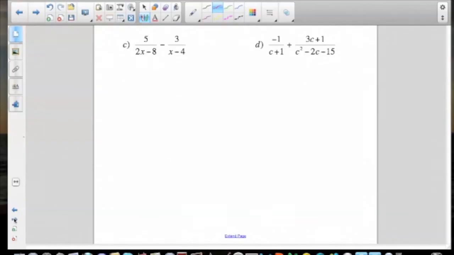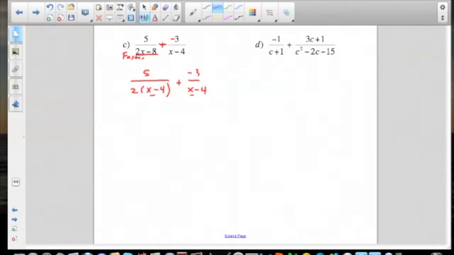The first thing we want to do, well, I don't like a minus sign, so I change that to a plus and that to a minus. Okay, now I'm going to factor. Well, that can factor, I know, to 2x minus 4. All right, so now let's find a lowest common denominator.